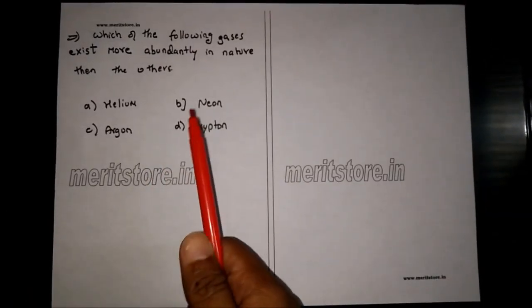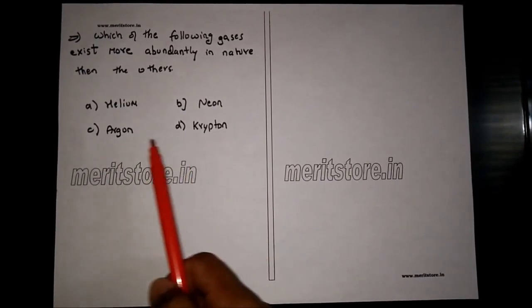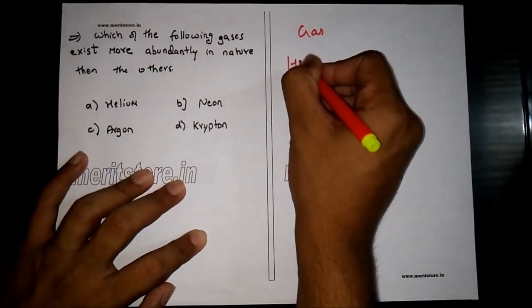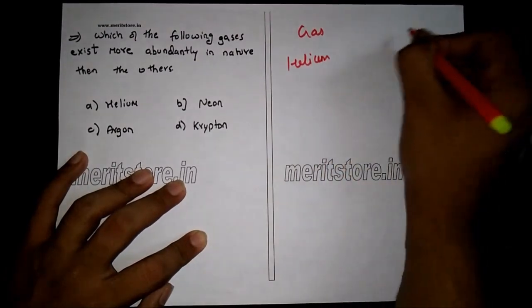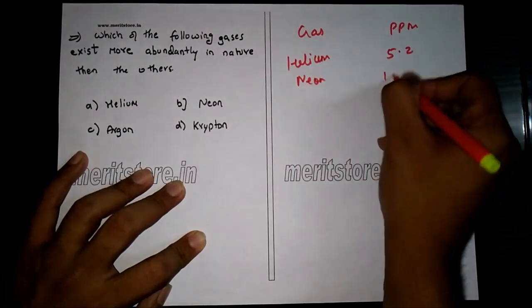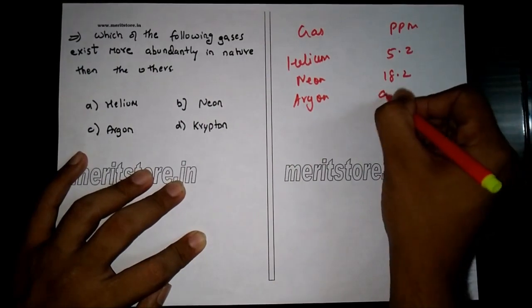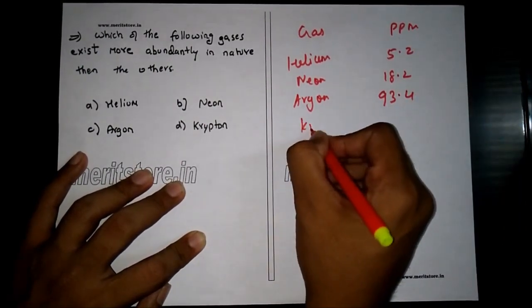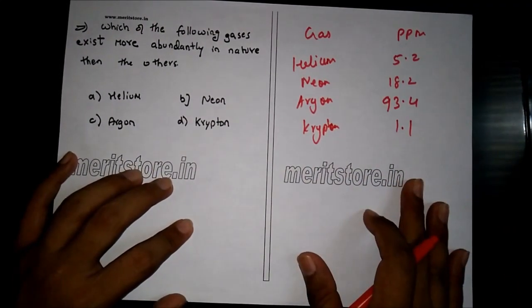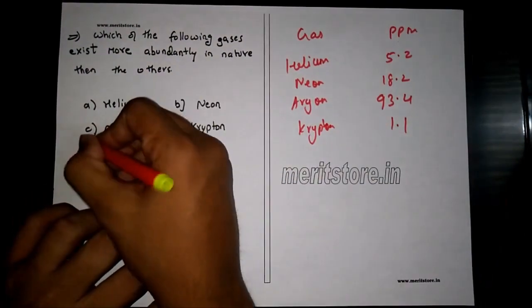The following gases exist more abundantly in nature than the others: A. Helium, B. Neon, C. Argon, and D. Krypton. Now let's look at the gases. The first gas is helium, and its abundance in air by volume is 5.2 ppm. Neon's abundance is 18.2 ppm. Argon has an abundance of 93.4, and krypton has an abundance of 1.1. Therefore, option C, argon, has the highest abundance in nature, which is the correct answer.